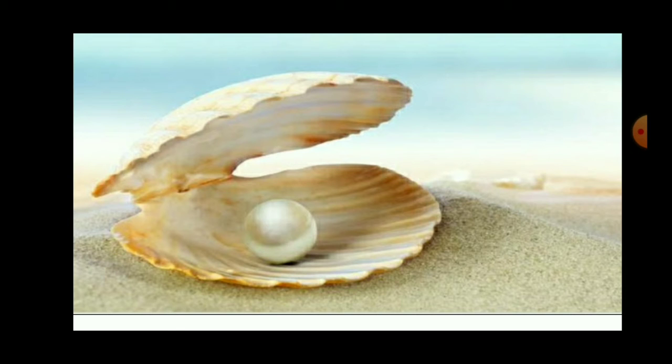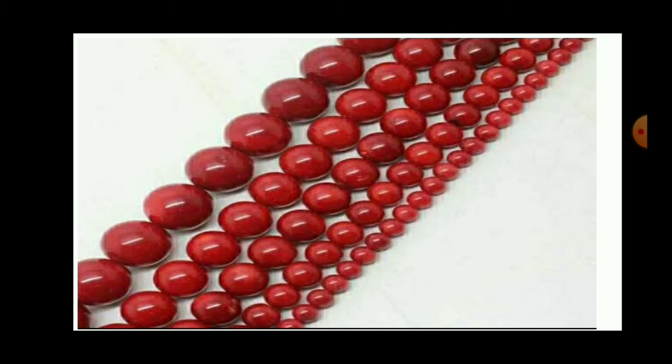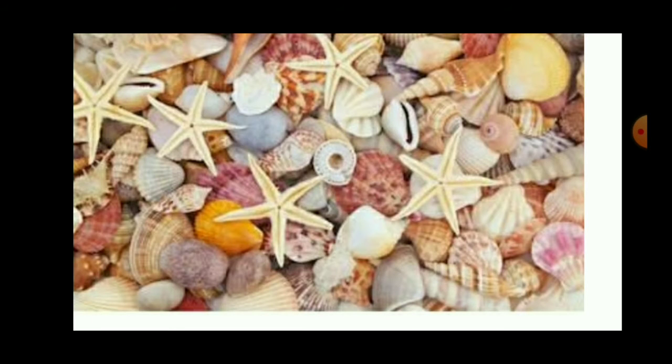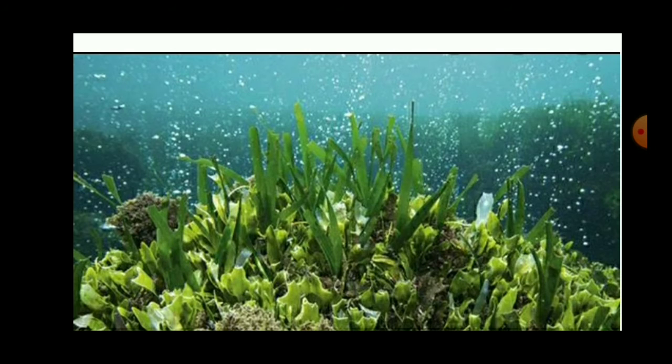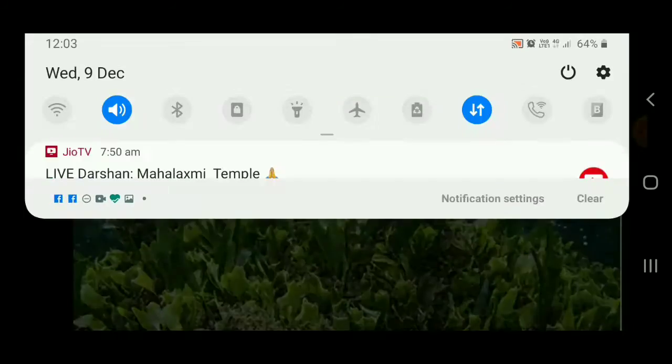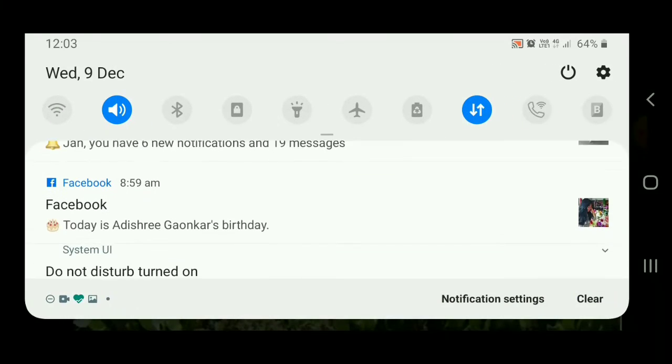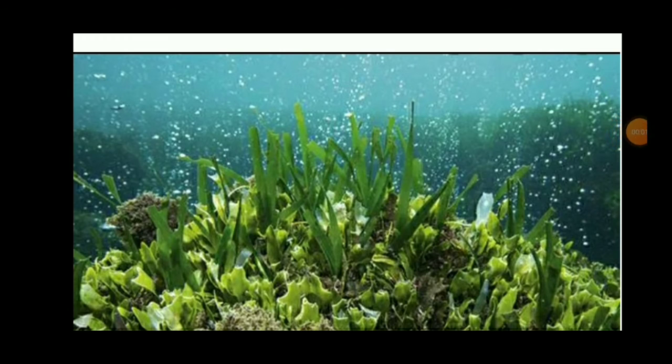Precious items like pearls, corals, and shells can be obtained. Not only that, medicinal plants are also obtained from the ocean. We have seen different types of things that we get from the ocean. In addition to salt, fishes and shells, we also get minerals like iron, lead, cobalt. We get mineral oil and natural gas. Precious items like pearls, corals and shells are obtained, and also medicinal plants are obtained from the ocean bed.